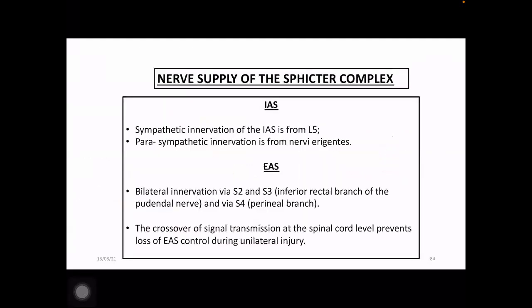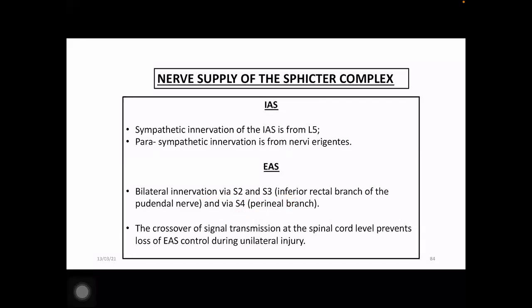What is the nerve supply of the sphincter complex is another important thing. The internal anal sphincter is completely under involuntary, basically autonomic, control, where the sympathetic innervation is from L5 and the parasympathetic innervation from nervi erigentes. Whereas the external anal sphincter is under voluntary control and receives bilateral innervation through S2 and S3 and the terminal branch of S4.